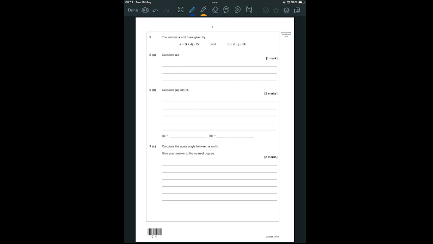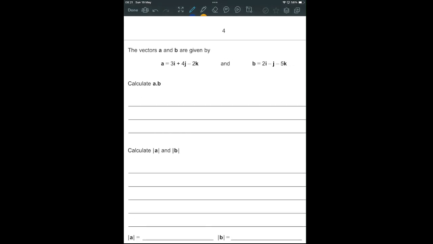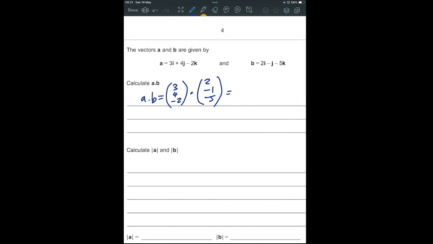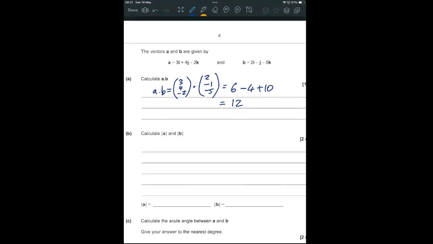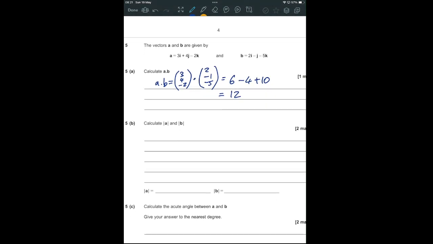Question 5, you've got another vector. Calculate A dot B. Well, I prefer to work in column vectors, so I'm going to rewrite A as a column vector and B as a column vector. And then the dot product is the top multiplied, 3 times 2, the middle multiplied, and the bottom multiplied. Then add those 3 products together. A bit of mental arithmetic. Now we get 12.